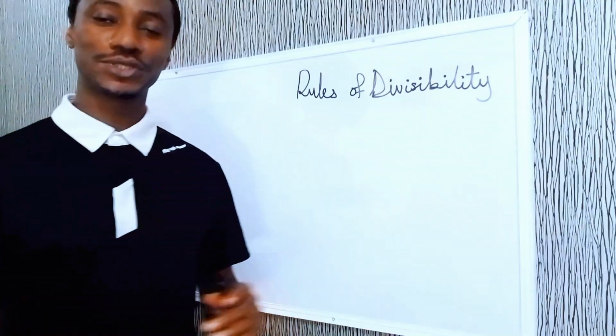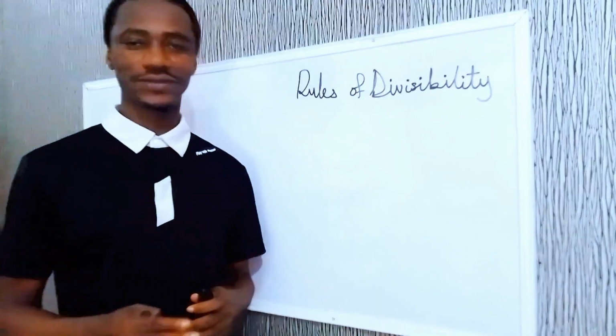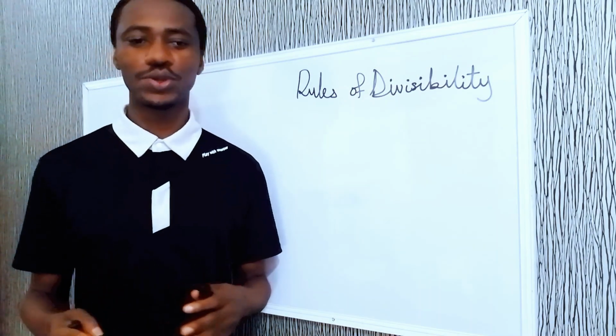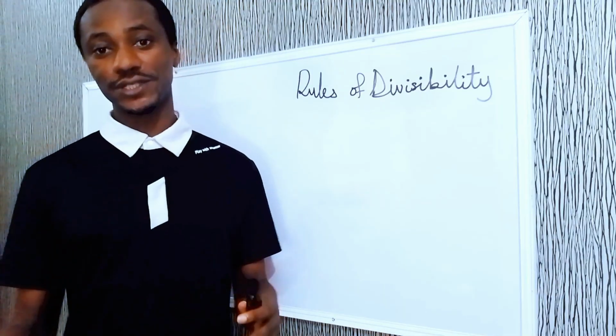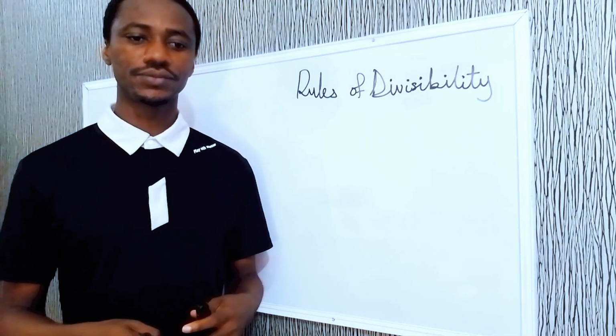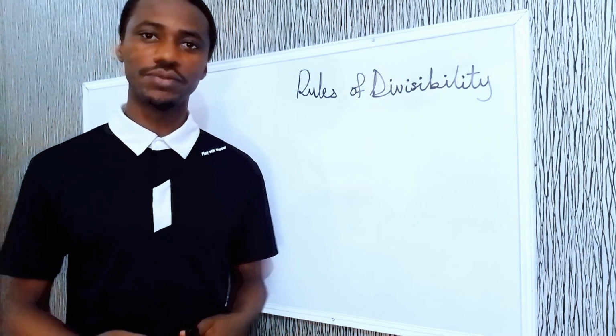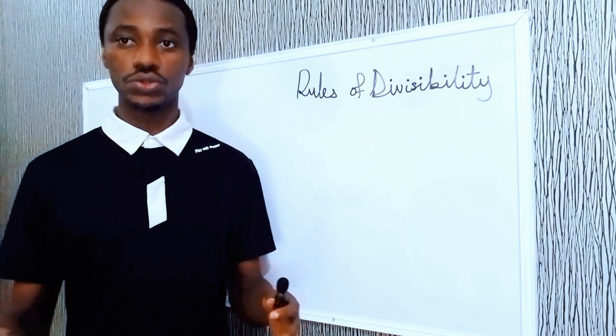In this series, I'm going to be talking about rules of divisibility. How do you know a particular number is divisible by another number? So I'm just going to take the unit number in this series, and I'm starting with 2.